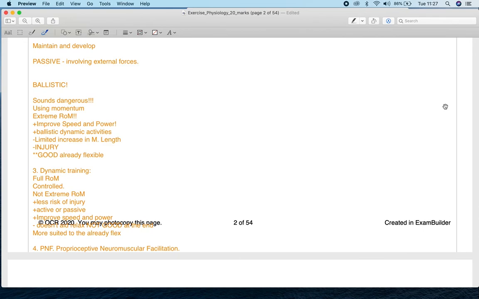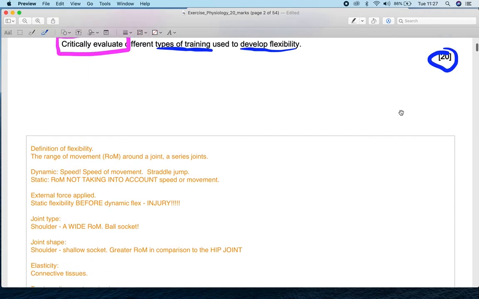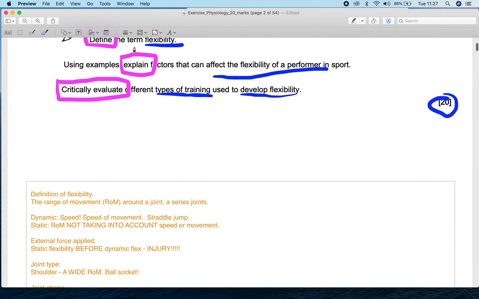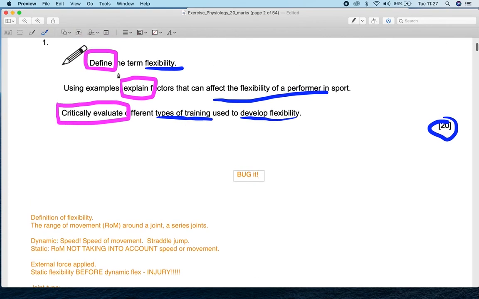Remember, really important to link this back to the question. If we think about our BUG IT section, I'm just going to write this here. We've boxed our command words: define, explain, and critically evaluate. We've underlined the key things, and then the G here stands for glancing back, because we can talk all we want about all of these key things, but if we don't glance back to the question, we can find ourselves going off on a tangent.